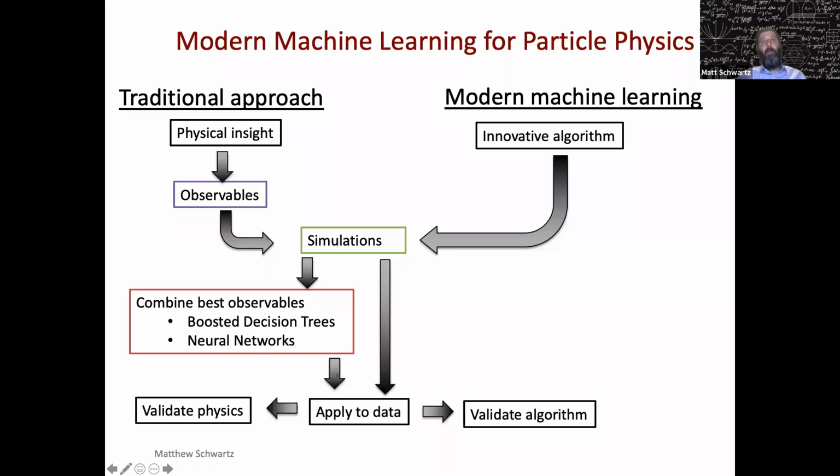And I'm going to talk a bit about how this works, and then maybe also a bit about how we might get back to the physics, which is really a goal that hasn't been realized yet in machine learning. So how does it work?